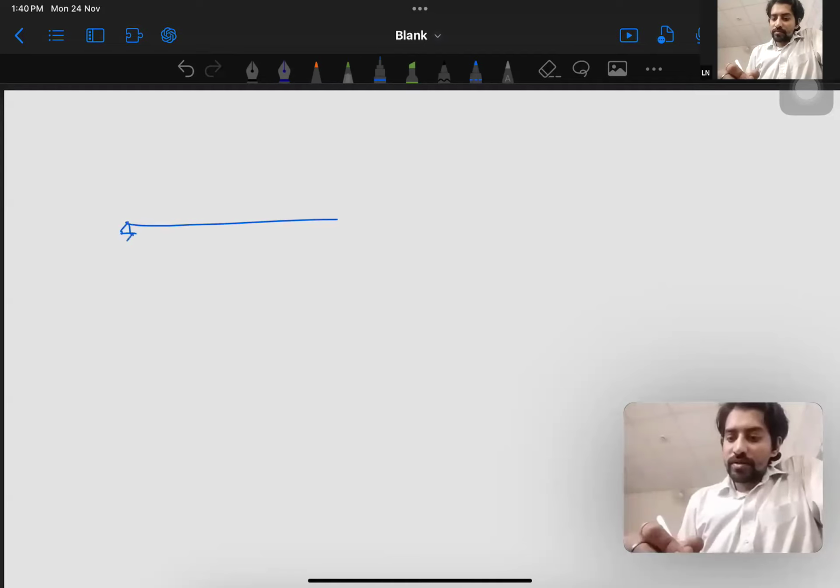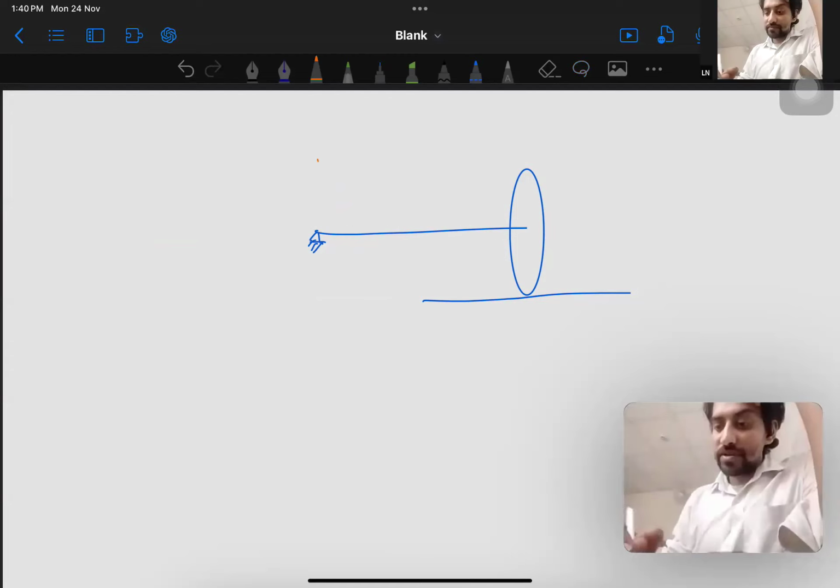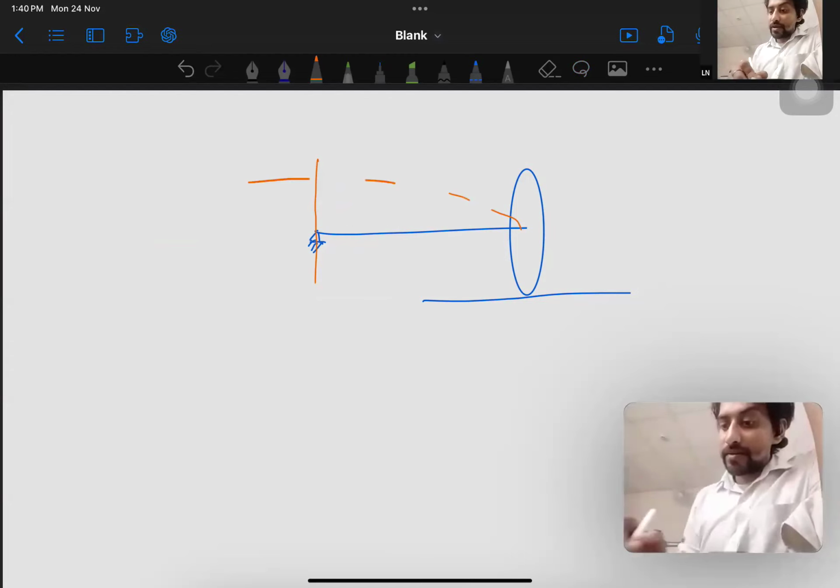suppose that this is the hinge over here, and this is nothing but the disk over here, and over here it's rotating about which axis? About this one. In this way, let us say, fine.